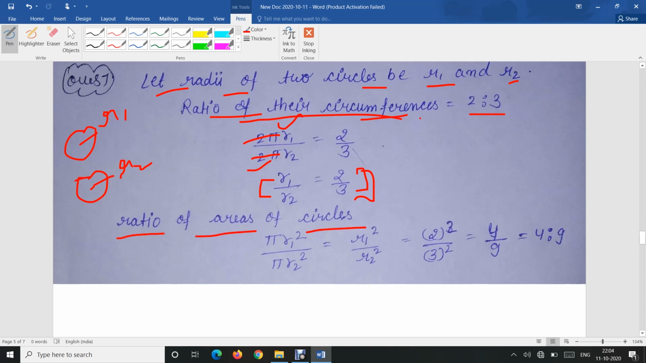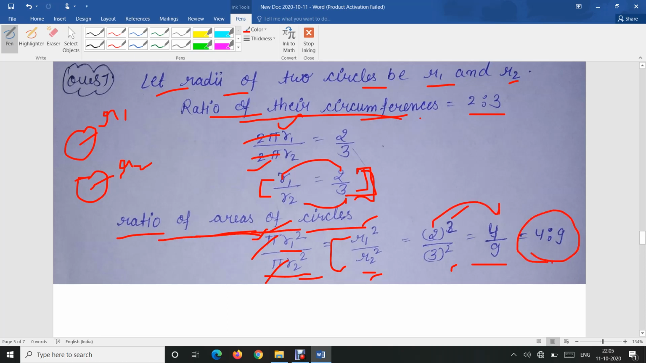You know the formula for area of the circle is pi r square. So you can write pi r1 square upon pi r2 square. Pi is the same, so you can cancel them. Now you are left with r1 square upon r2 square, which will be equal to 2 upon 3 squared, where r1 is 2 and r2 is 3. So here the ratio is given, so you have to do the square of these values, which will be equal to 4 upon 9, and that means the ratio of the areas of the circles is 4:9. Hope you understand this question also.